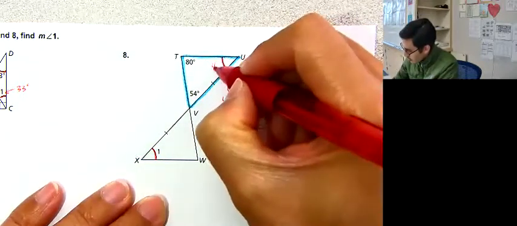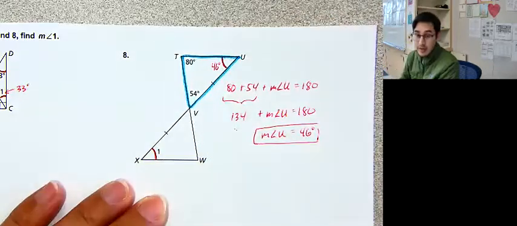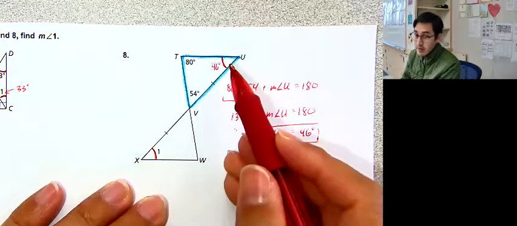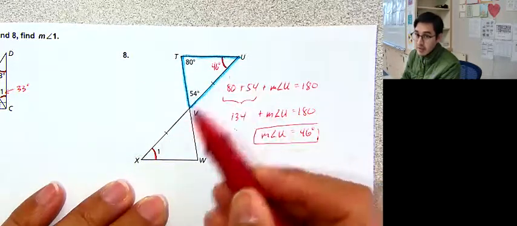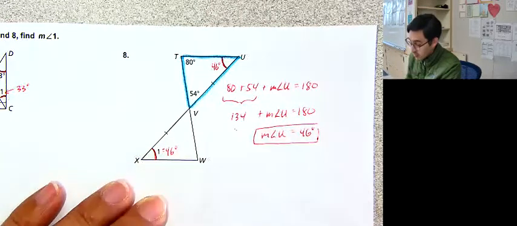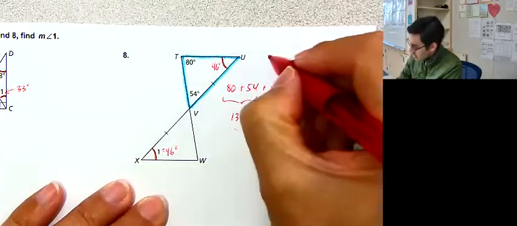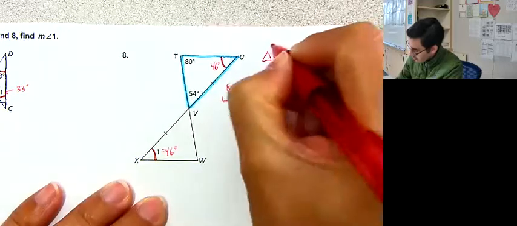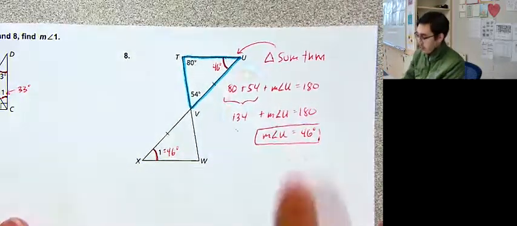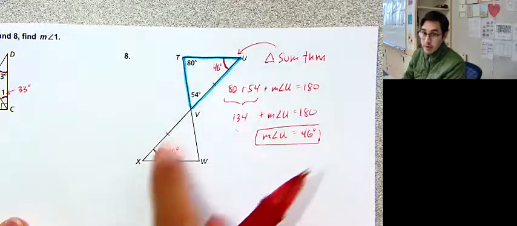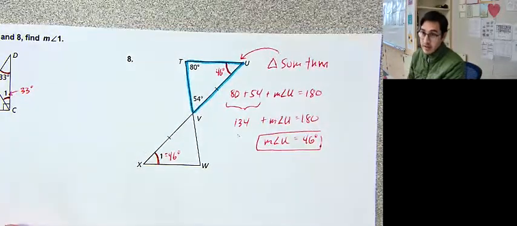All right, so now we can write that in the diagram. Angle U is 46 degrees, and because angle 1 has the same mark as angle U, it's going to have the same measure. So this is going to equal 46 degrees as well. All we did here is use the triangle sum theorem to find the missing angle in this blue triangle, and then we used the matching marks, the congruent marks, to find the measure of angle 1.